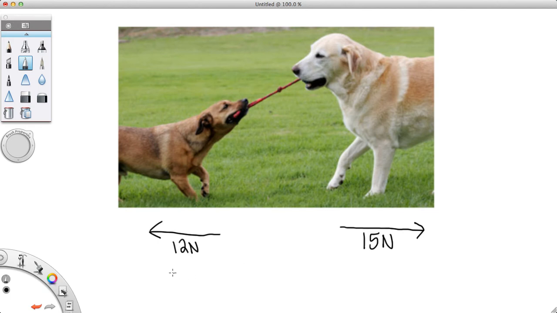What is the net force? Okay, so that's the question. What is the net force? Go ahead and spend just a minute calculating that out, and we'll go over it together in just a moment.